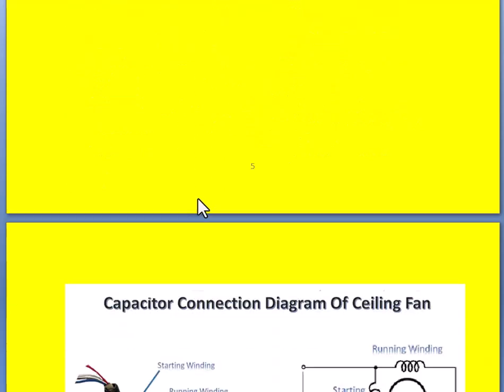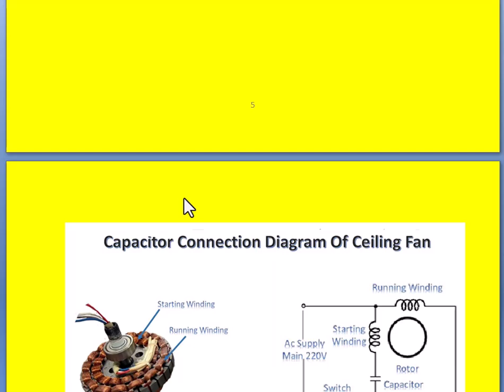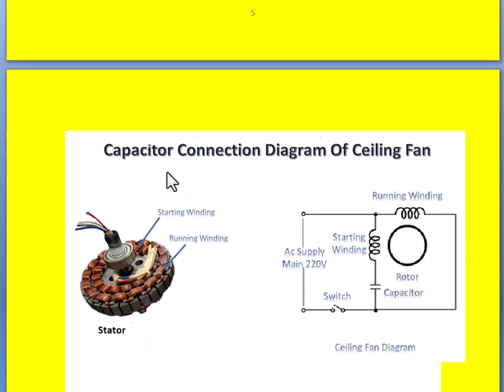So here let me consider first the capacitor connection diagram with the ceiling fan. So this is the connection diagram. This is called starting winding. This is also called the auxiliary winding, and that is connected in series with the capacitor, and this is called running winding. This is also called the main winding, whereas this is called rotor, and this is the switch, and this is the single phase AC supply.